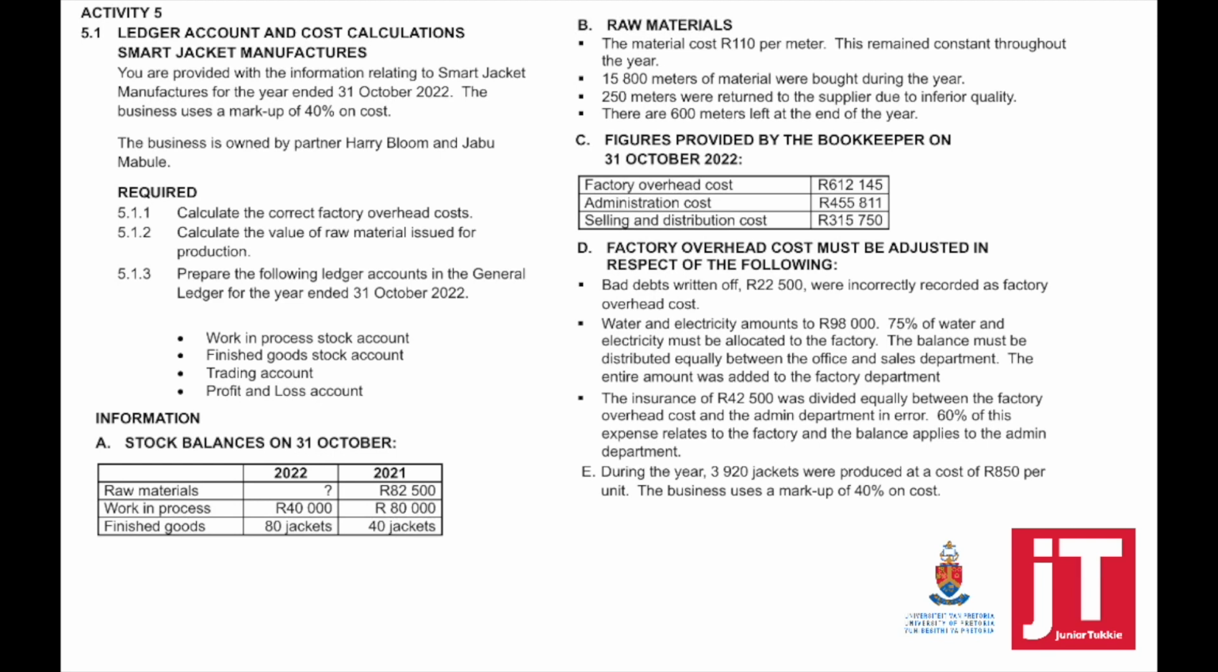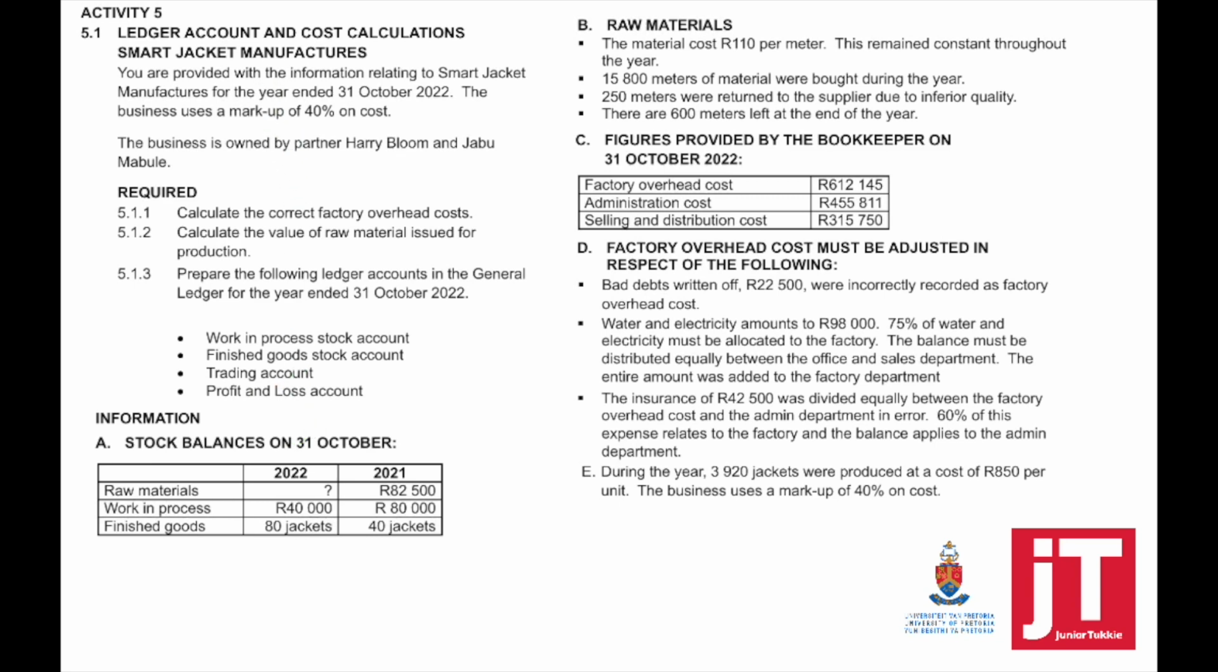Required: 1. Calculate the correct factory overhead cost. 2. Calculate the raw materials issued for production. 3. Prepare the following ledger accounts in the general ledger for the year ended 31 October 2022: the work in process stock account and the finished goods stock account. Throughout all the activities we've looked at those two stock accounts specifically, but now we're going to add the trading account and the profit and loss account.